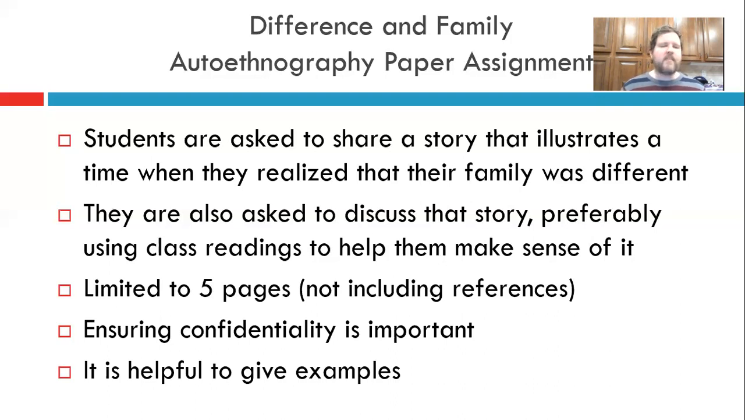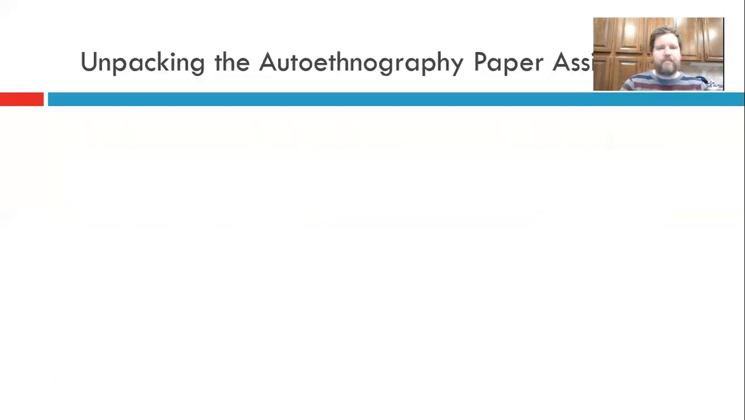And then it is helpful to give examples. So I just gave one example of realizing that it was different the way my family ate dinner. I give them a couple of other examples as well so they can get a sense of what this can look like, and that they can either deal with something that's super mundane and maybe not that extraordinary, to something that's maybe bigger or more meaningful or maybe more hurtful. And so there's a lot of latitude for where they can take this paper assignment.